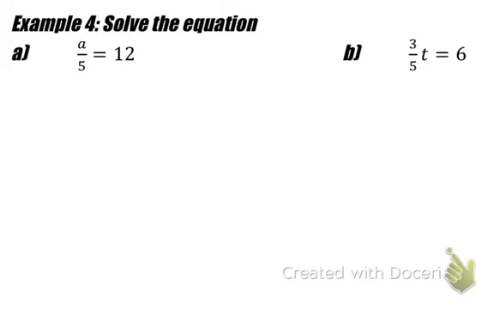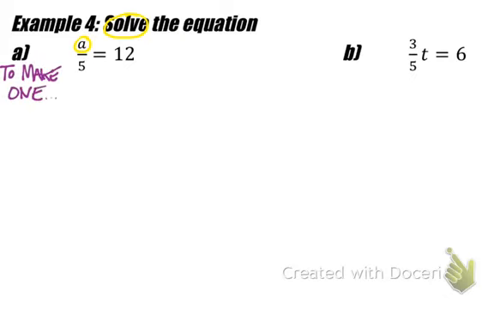Example number 4, we're still solving equations. So in a, we have to solve for the value of a in this specific equation. So right now we have a divided by 5, and we got to make sure that we can get this into 1. That's our goal here.